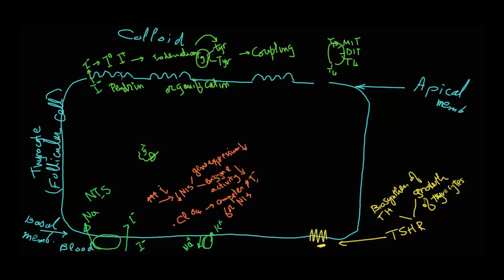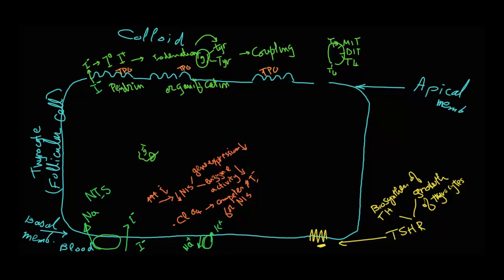The three steps of iodide oxidation, thyrosyl iodination, and coupling of iodotyrosines to form iodothyronine are catalyzed by one and the same enzyme, thyroperoxidase. TPO catalyzes the three steps of oxidation, iodination, and coupling.